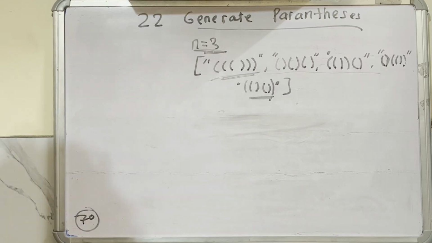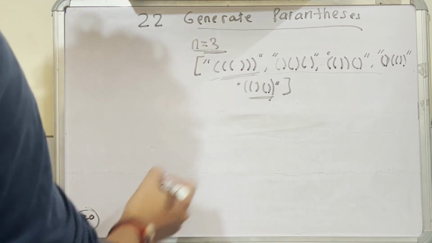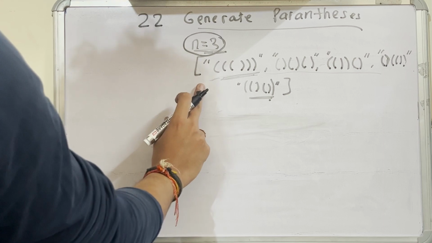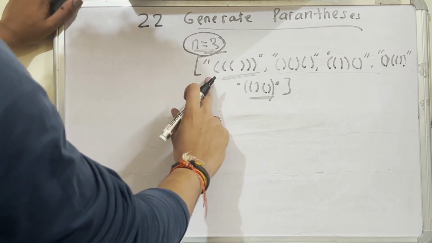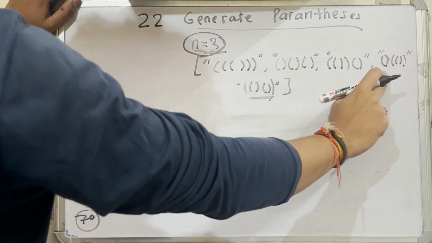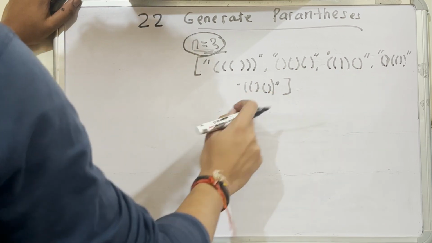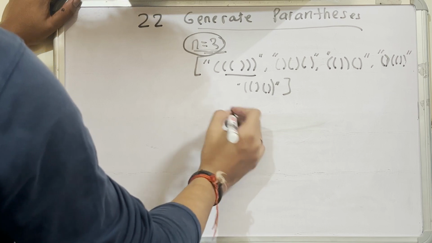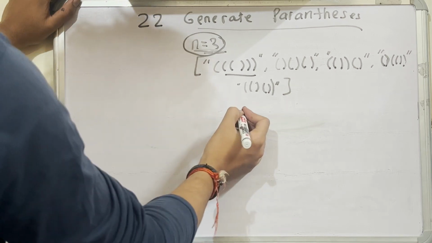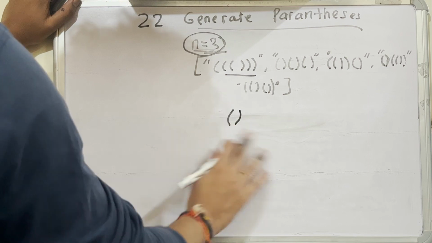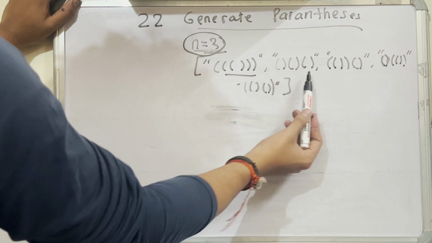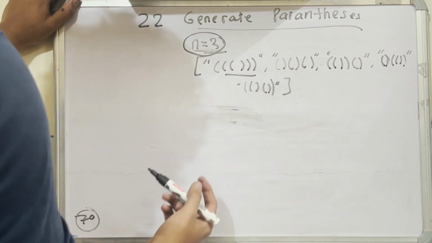So hey guys, we are going to discuss question number 22, which is generate parenthesis. In this question, you are given an integer n, and you have to return the list of all possible strings which you can make using this parenthesis. And the catch also is that it should be valid, like the number of opening parentheses should be equal to the number of closing parentheses. As you can see, for n equals 3, these all are possible strings.